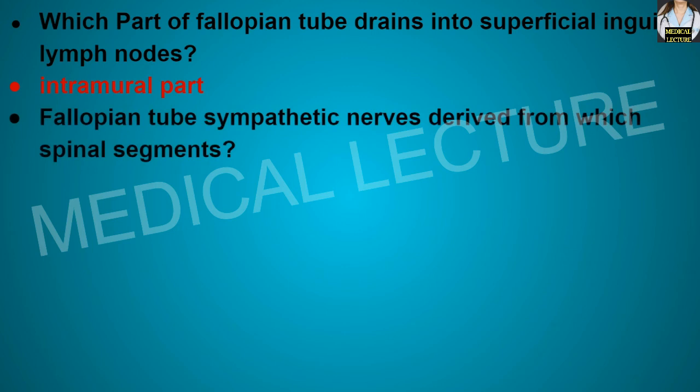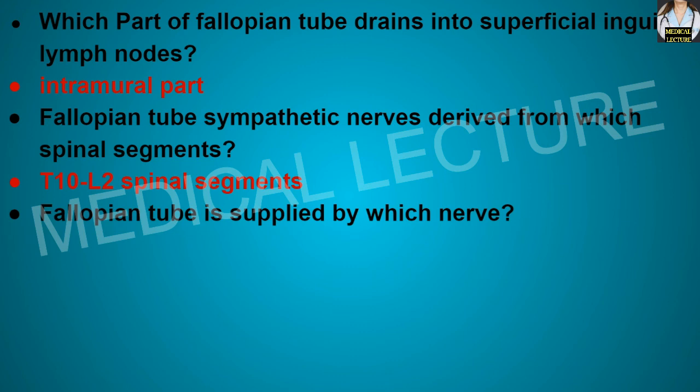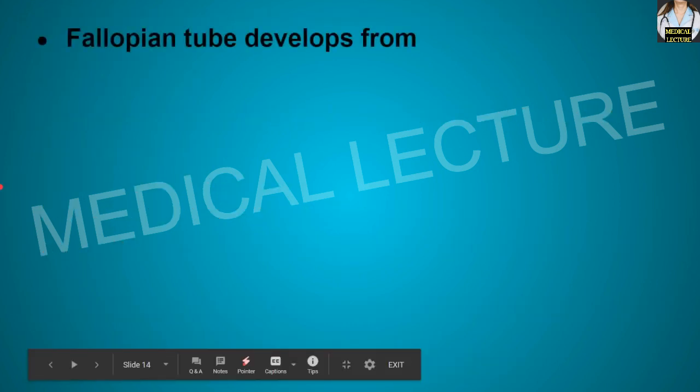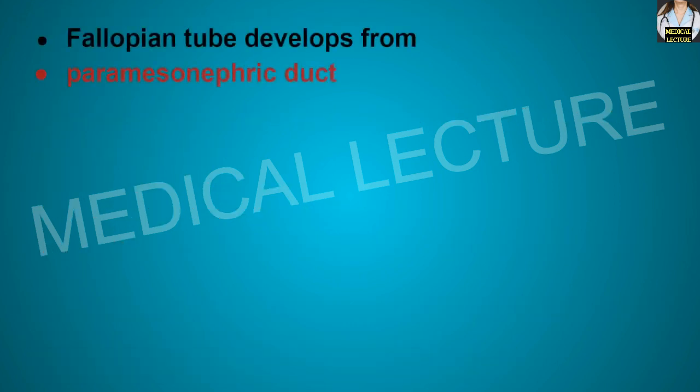Fallopian tube sympathetic nerves are derived from which spinal segments? From the T10 to L2 spinal segments. Fallopian tube is supplied by which nerves? By the pelvic splanchnic nerves, vagus nerve, and the T10 to L2 sympathetic nerves. Lateral part of the fallopian tube is supplied by which nerve? By the vagus nerve and the T10 to L2 sympathetic nerves. Fallopian tube develops from paramesonephric duct or the Mullerian duct.